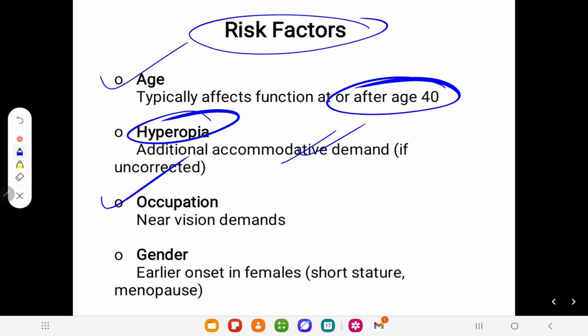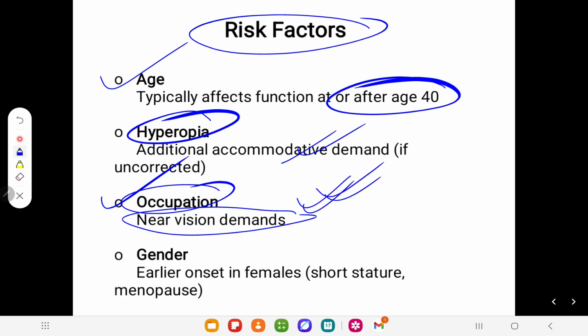Okay. So near vision demand occupations, like watchmakers, or a patient who reads a lot, mobile phone makers, all these. Their occupation needs near vision, and in that case, since they use all the effort of near vision, they use the ciliary muscles a lot of the time. There is a high chance they become presbyopic earlier. Gender: it's said that onset is earlier in females. I don't know, but yes, definitely they say that.